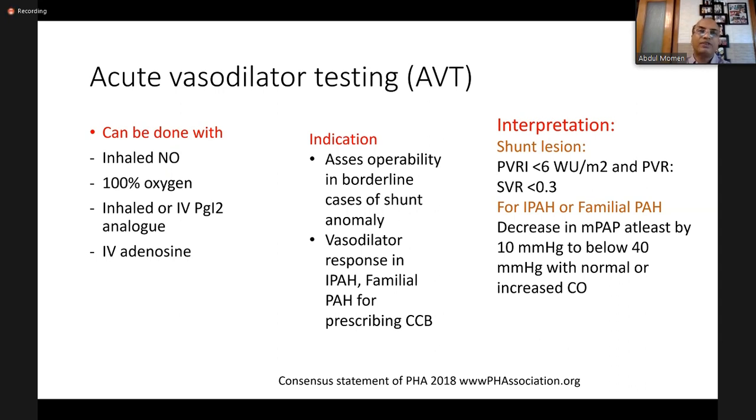So after giving 100% oxygen, how can we give 100% oxygen? Anyone? How can we give 100% oxygen?